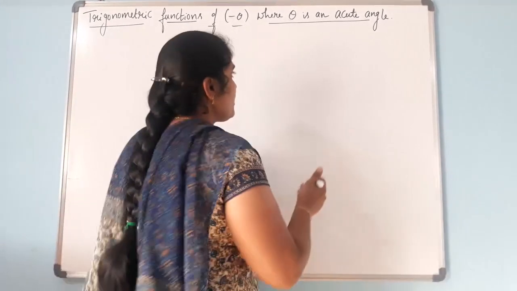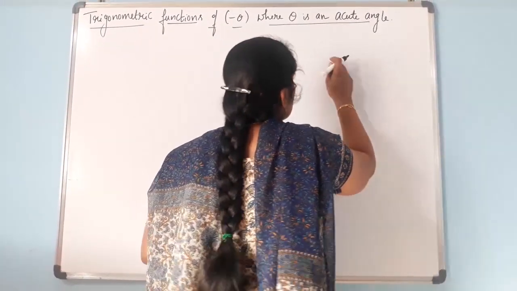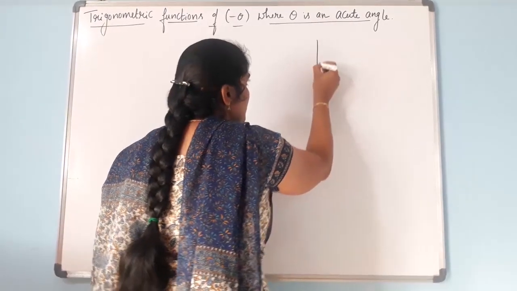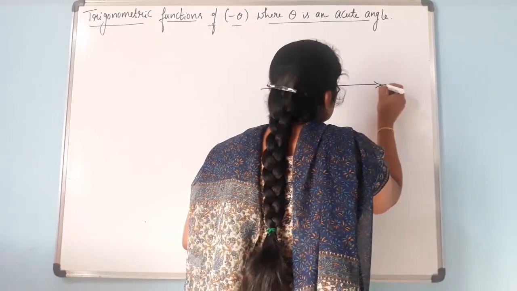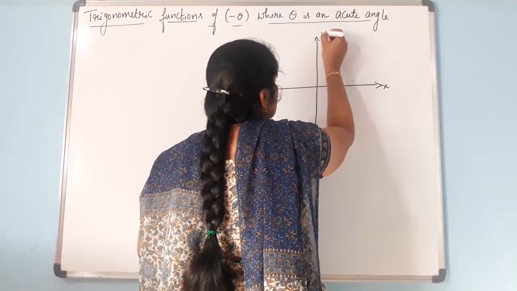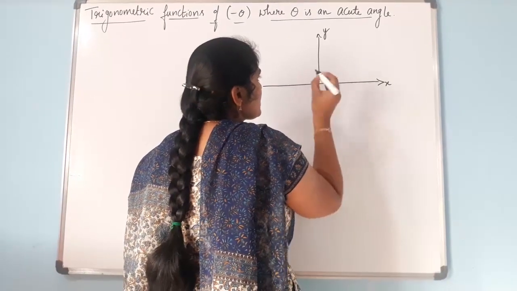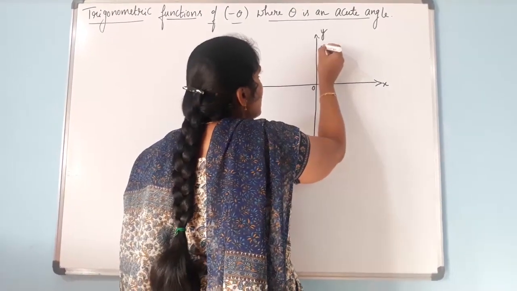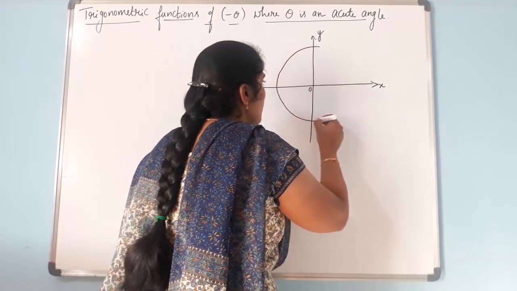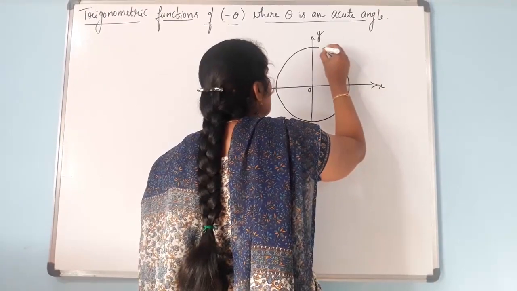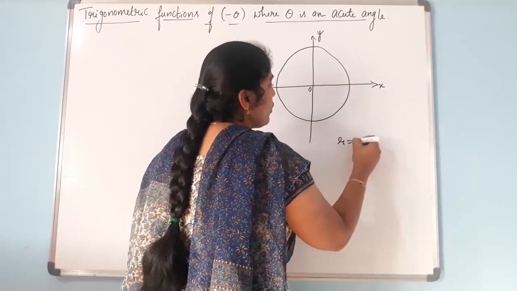Here I am considering a circle with center O. Before going to the circle, let us consider the coordinate axes, the x and y axes. You have studied coordinate axes, right? This is the origin O. Let us consider this as the center of the circle. Consider a unit circle. What is the meaning of unit circle? Unit circle means the radius is always equal to 1.